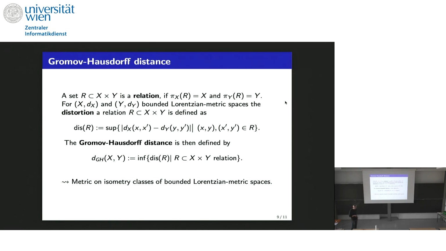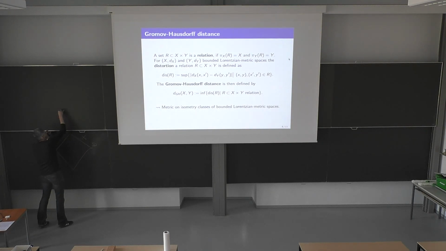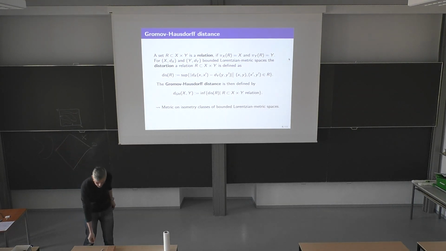Yes, you have to imagine a picture like that. You take your Cartesian product, you have x here, y here, and then your R is something like this. But each projection has to be surjective. You have to sort of see everything.